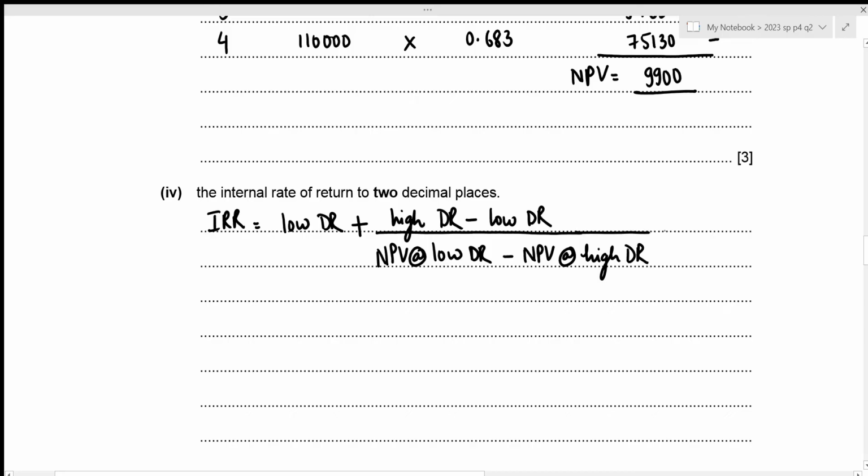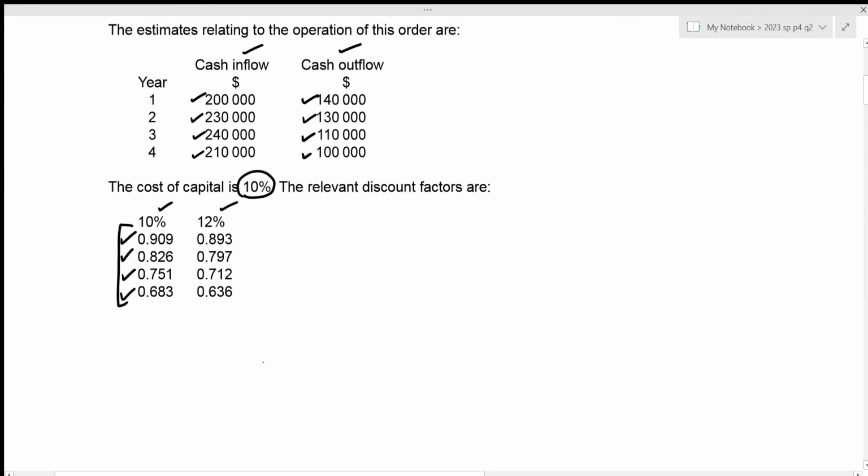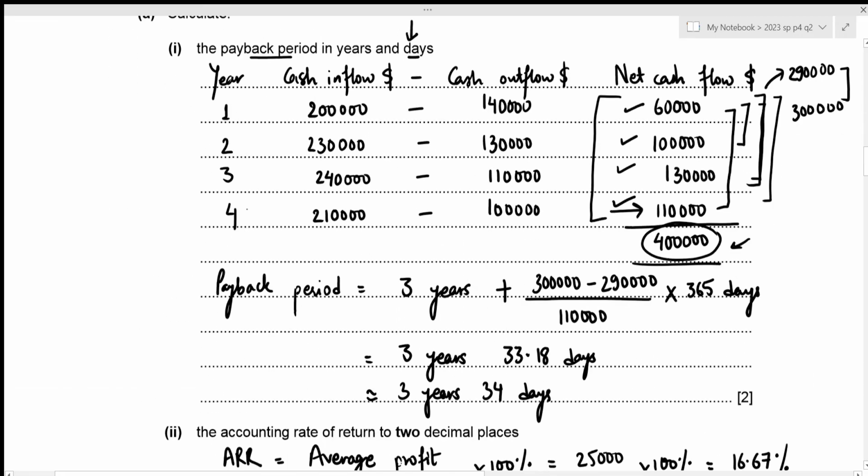And then we multiply it by our net present value at the low discounting rate. So this is the formula. Okay, let's have a look above. We can see that we were given the discount factors for 2 percentages, 10% and 12%. So in this case, we can see that 10 is our lower discounting rate, whereas 12 will be the high discounting rate. So let's substitute these values.